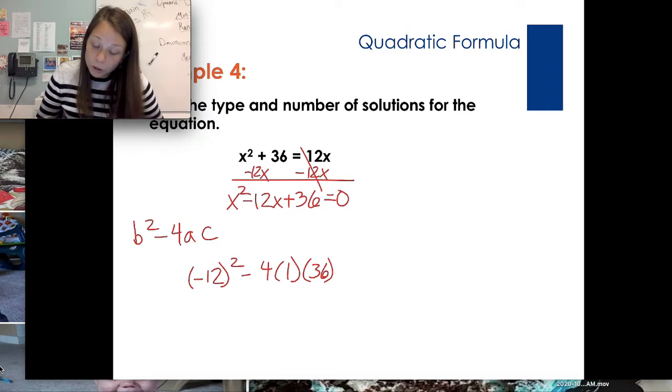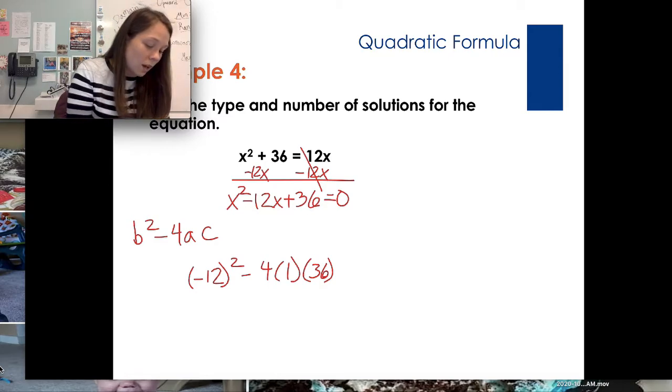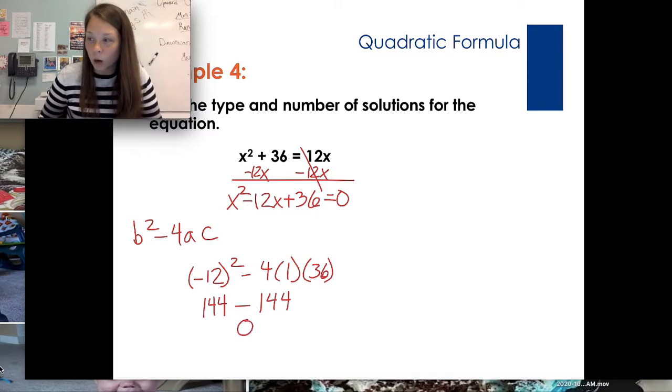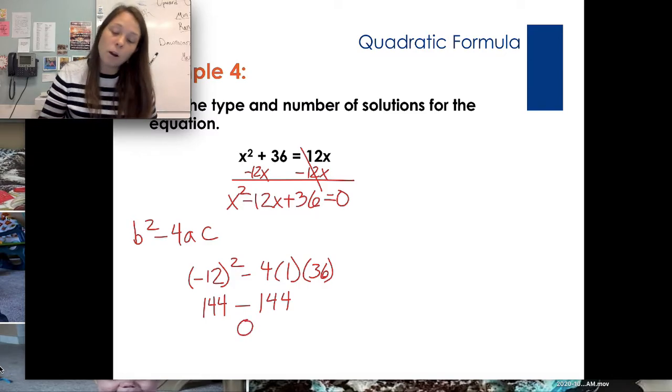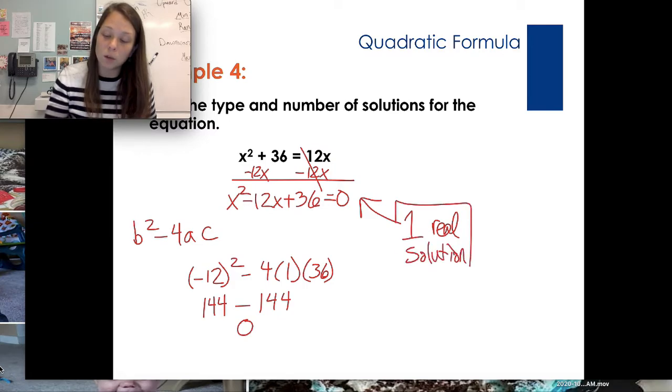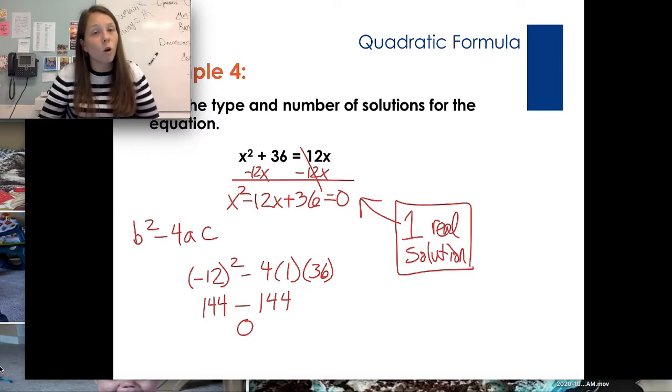Well, when I go through and do that, 12 squared is 144. Negative 12 squared is 144. 4 times 1 times 36 is 144 as well. When I subtract those, I get 0. So that means if I were to go through and take this quadratic function and try to solve it, I would get 1 real solution. Meaning I would get 1 real numbered solution. And it's only going to cross the x-axis at 1 point.